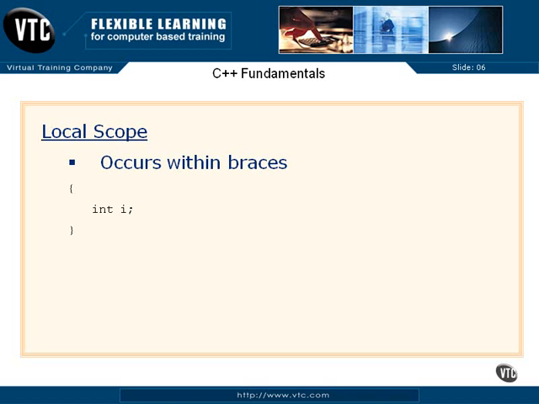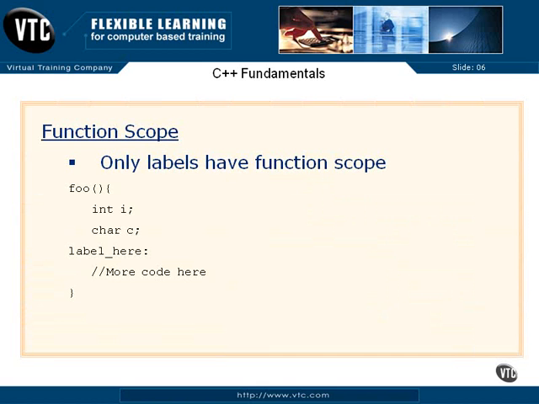Local scope. Function scope. The only thing that really has function scope is a label. And there we have our little foo function and an integer I and a character C and then a label. There's a label and it has a colon at the end of it. That's how we know it's a label. And then there's going to be more code under there. That label is only accessible by code within that foo function, within the open and closed braces. That label is not visible anyplace else outside that function. That is called function scope.